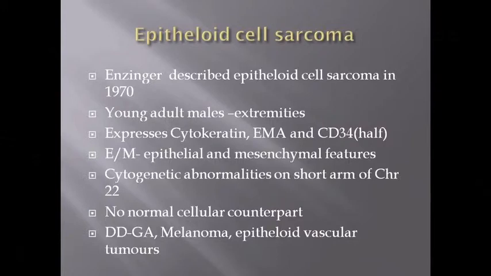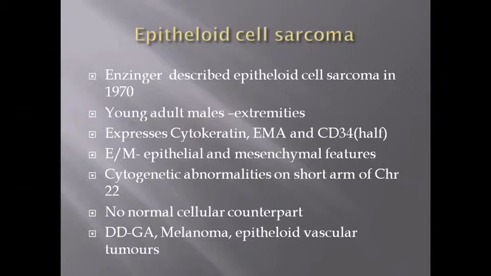They occur in young adult males, usually in the extremities. And they can present as just a thickening or a nodule, and it is again one of those clinical diagnoses which can have loads of differential diagnosis, and it could easily be missed. And histologically, I've shown you the classical features, and it expresses cytokeratin, EMA, and CD34 in half of the cases.